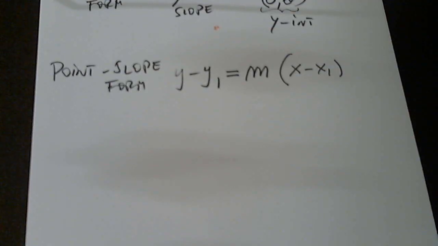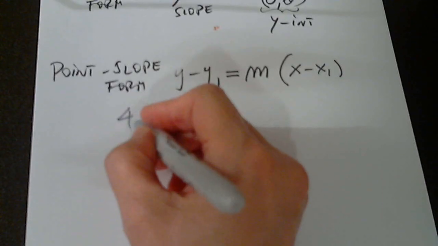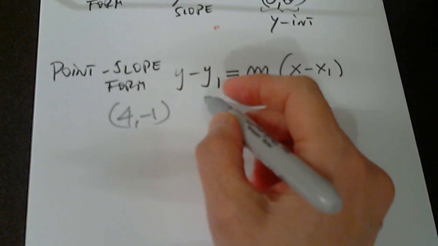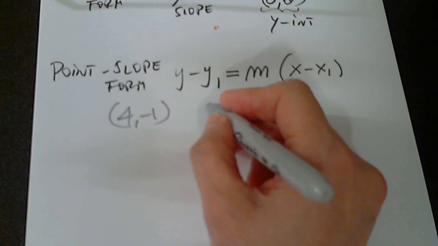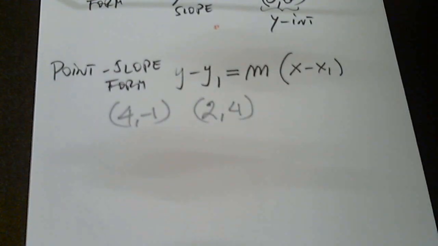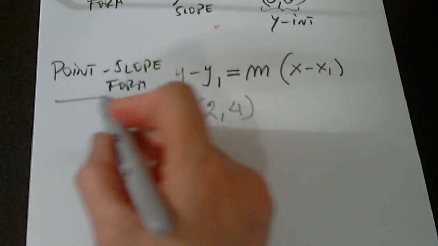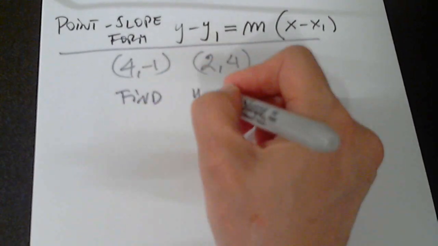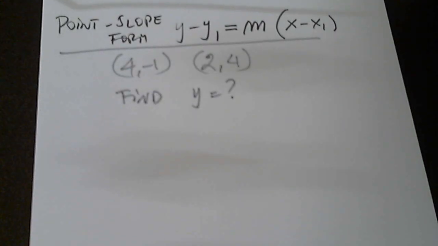Let me choose a couple of examples so we can work on those. So let's say we are given 4, comma, negative 1. We've had examples like this. And 2, comma, 4. Given these points, find the equation of the line. Find y equals. How do I start? Anyone remembers? How do I start?